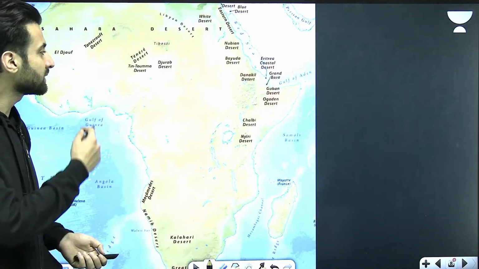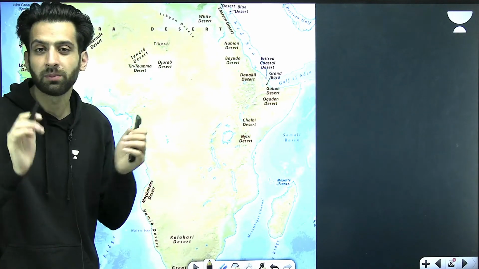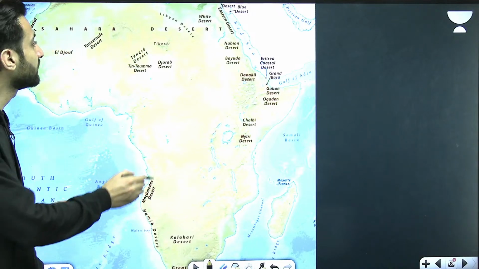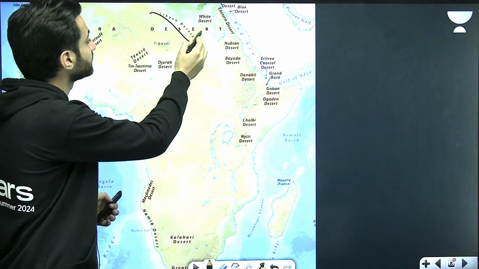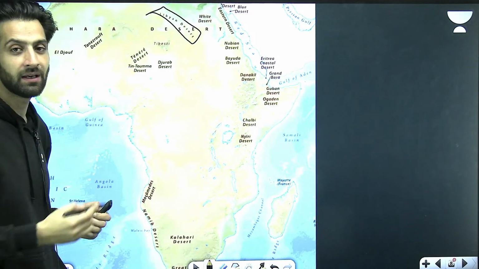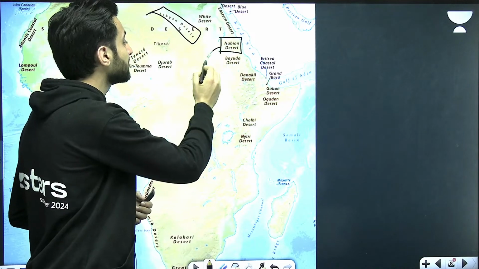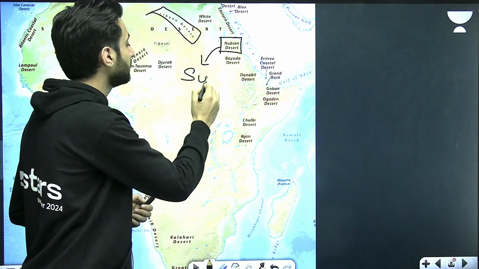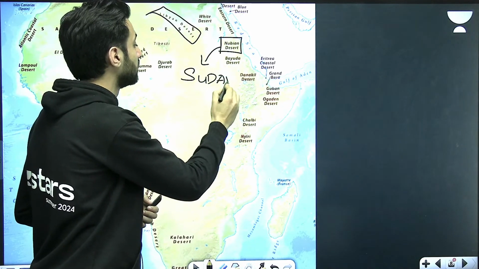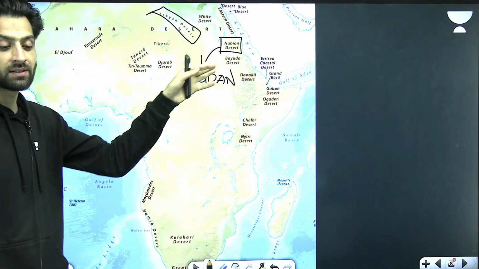Now, moving towards the other deserts of the continent, I'll just mark them because there is nothing important about these. There is one important desert, that is the Libyan Desert. So it's very obvious, the name suggests it will be present in Libya, number one. Number two, you'll find the Nubian Desert. It is present in Sudan. Okay, if you know about the political map, then this is Sudan. This is the country of Sudan.